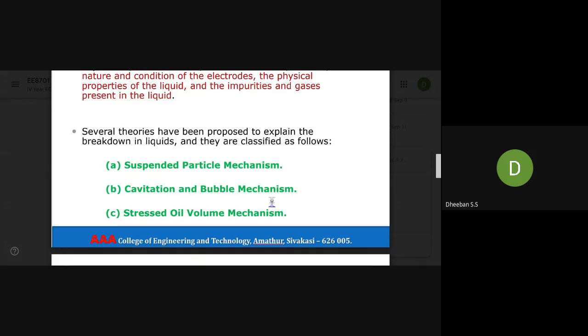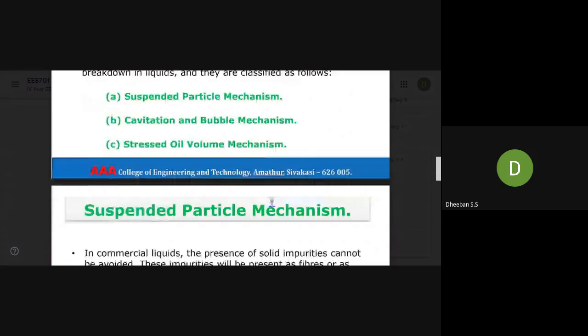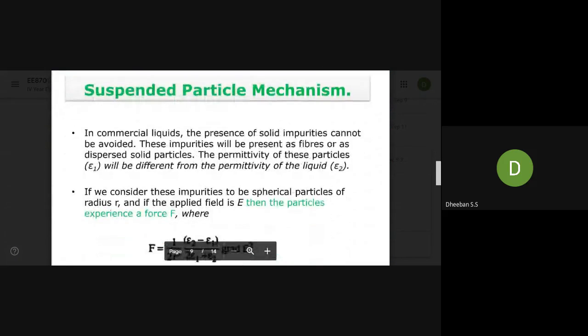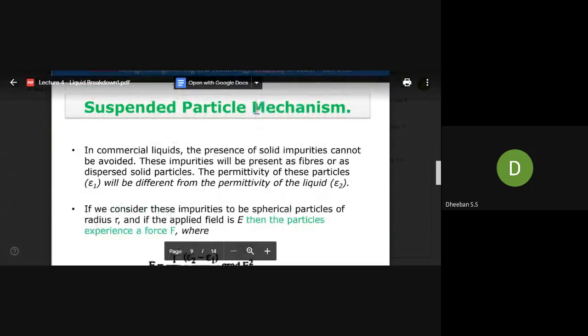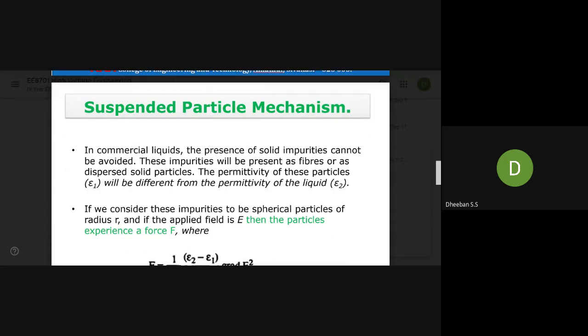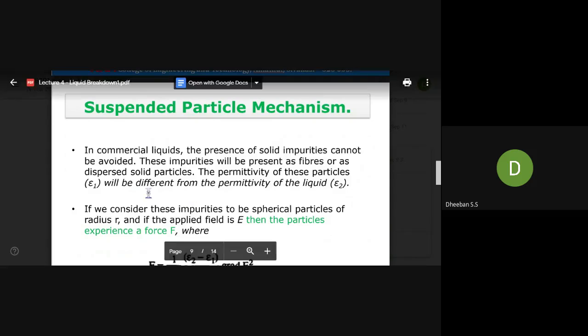Okay. So first we will be dealing with the suspended particle mechanism. What they're saying is, in commercial liquid, there is the presence of solid impurities. As the name suggests, solid particles are suspended or floating over the liquid surface. So that's what is responsible. What causes that? These impurities will be present as fibers or as dispersed solid particles. The permittivity of these particles, that is the epsilon value, will be different.